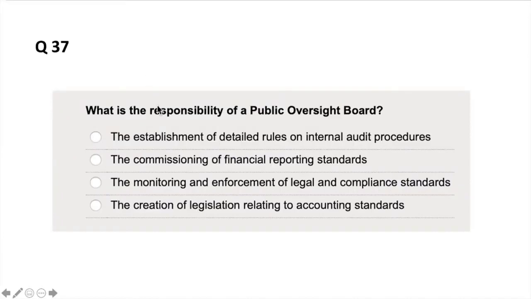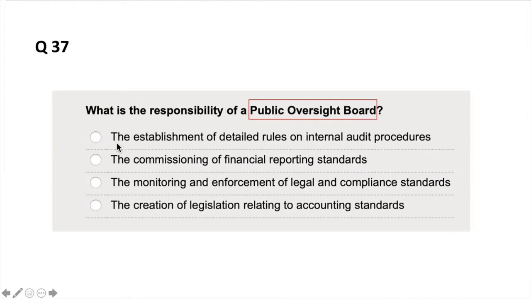Question number 37. What is the responsibility of a public oversight board? This started in the U.S. after the Enron scandal, if many of you may remember, and the Americans were keen to develop a public oversight board that would make sure that they try to check the work done by, let's say, the audit firms. That was the main reason, because of the scandals at the time. So the POB, as it's called, is there to do what?